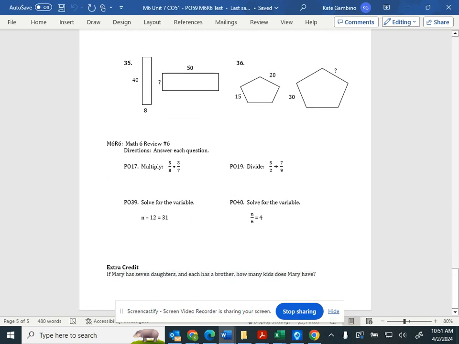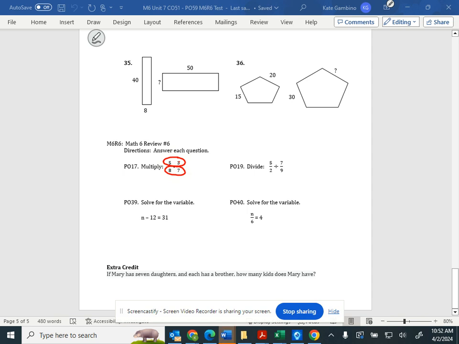Math 6 review. Multiplying fractions. What's our rule when we multiply fractions? You have to make it common denominator. Nope. Bryn, tell me. You multiply straight across.